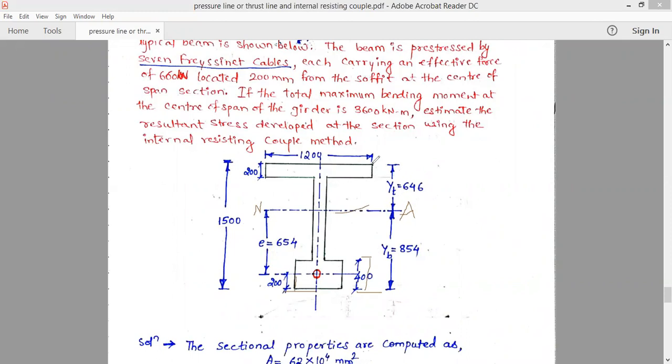So the distance from the top fibers is YT, and from the CG point to the bottom layer it is YB. We have calculated this, and to calculate this again, you can go through the previous videos of similar problems, and you can get the things done. So we will now solve the problem given here.